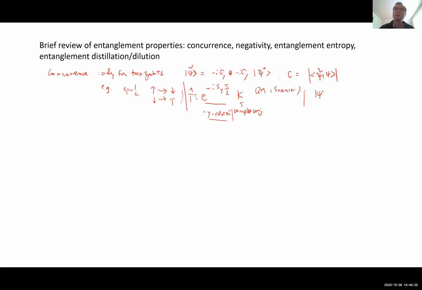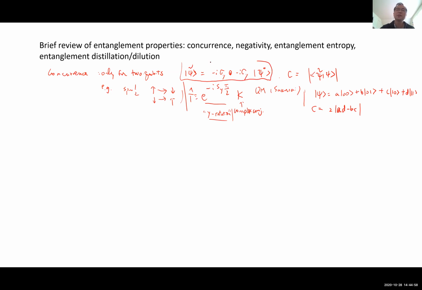But if you really start from a math point of view, what we have seen is that this is nothing but 2 times |ad minus bc|. Basically that's all you need, and this is a quantity that quantifies entanglement for a two-qubit system. This is for a pure state.